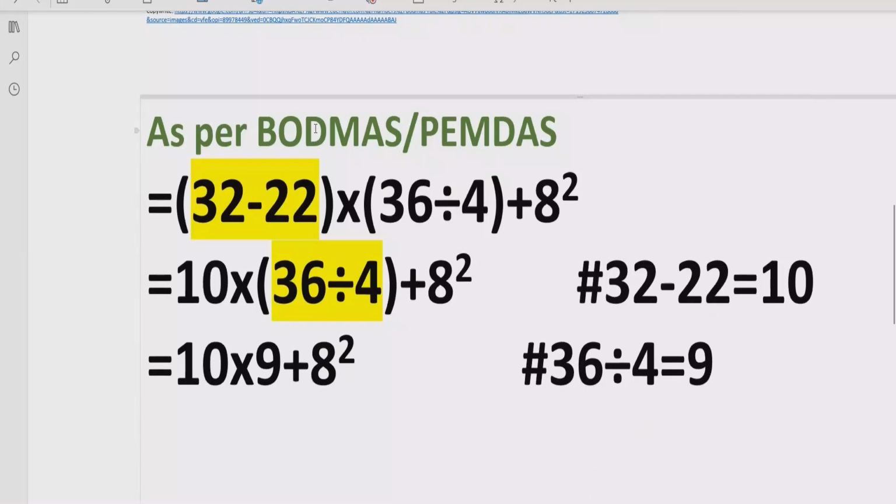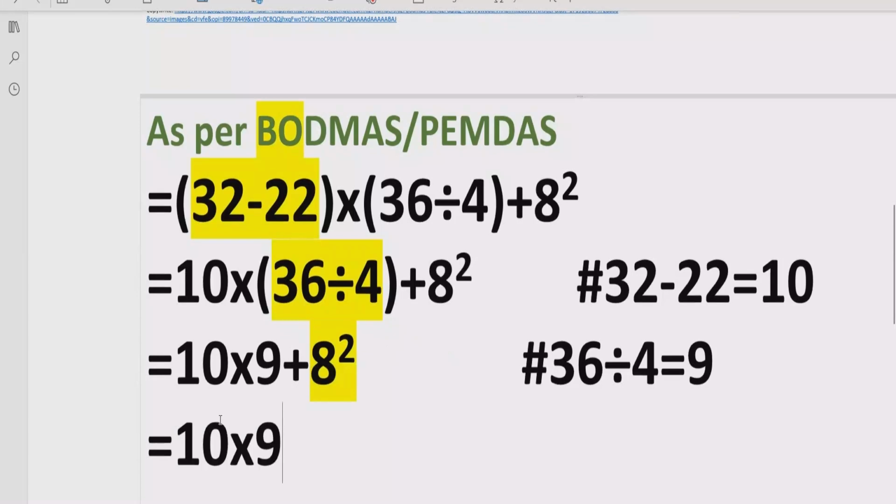Now move forward. Step number 2, find out order of operation or exponent. So we have this exponent power in our expression. So here we will solve this one. So 10 multiplied by 9 and plus 8 raised to power 2 means 8 multiplied by 8, which is equal to 64. And here we will give the reference: 8 raised to power 2 equals 64.